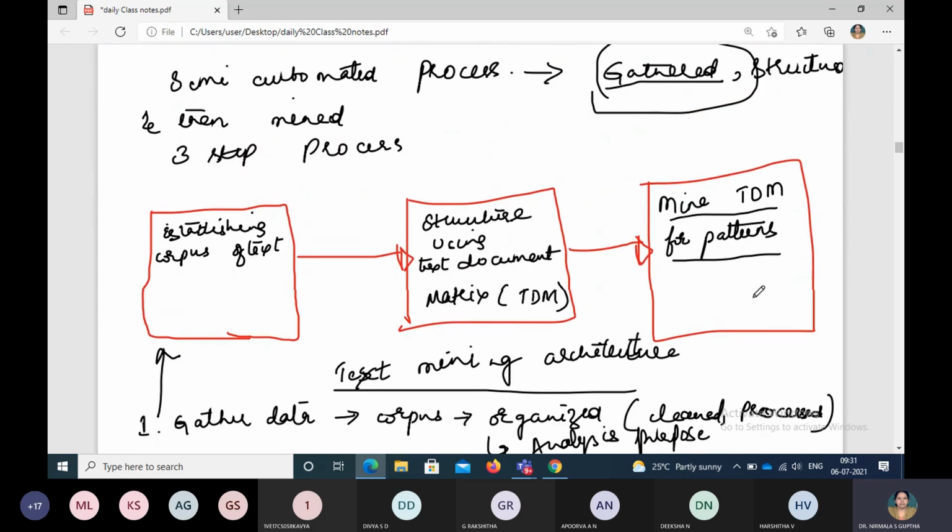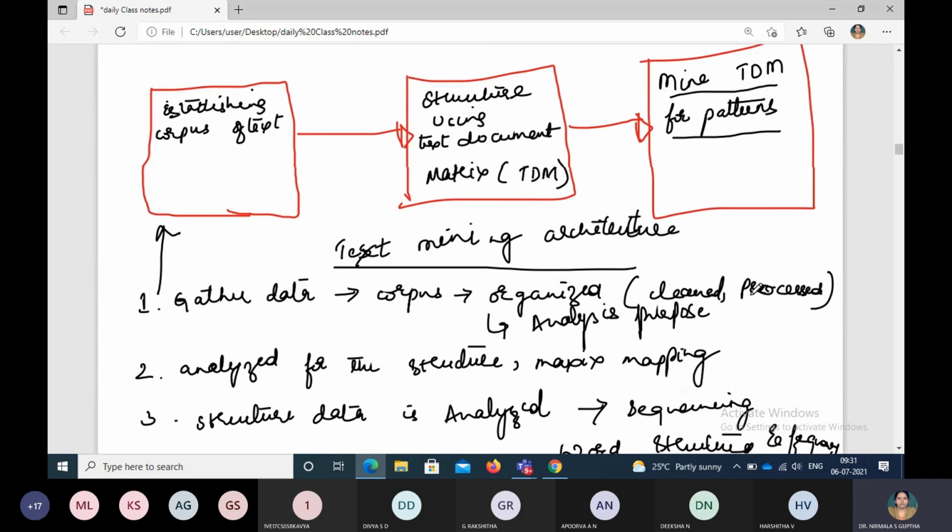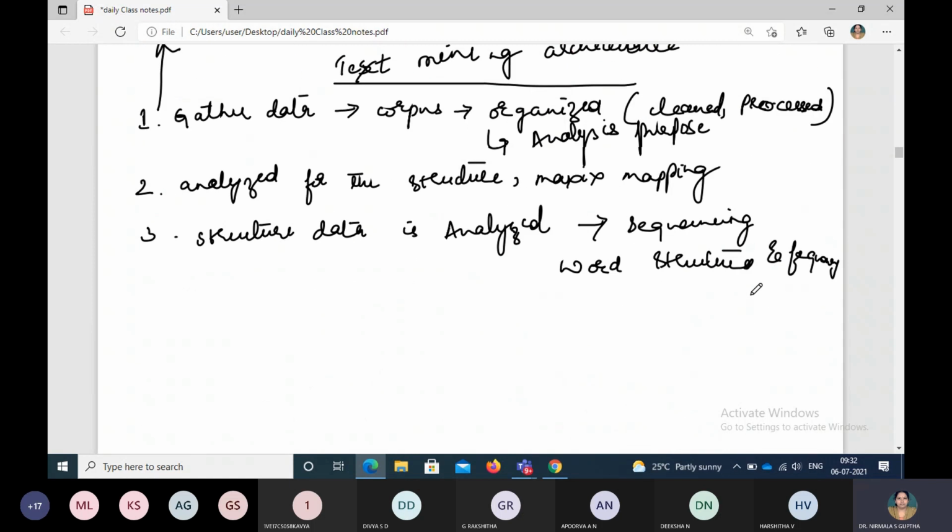Are you remembering? When I'm trying to find out the pattern, that is one item set, two item set, three item set. So we were checking for a common pattern: milk alone, milk comma bread, milk comma bread comma cookies, milk comma bread comma cookies comma ketchup, something like that, isn't it? So this is the three-step process of a text mining architecture.